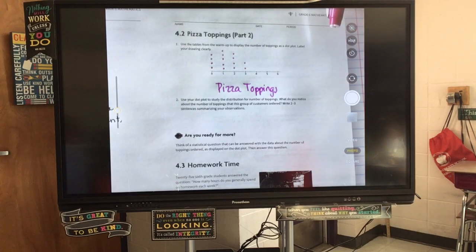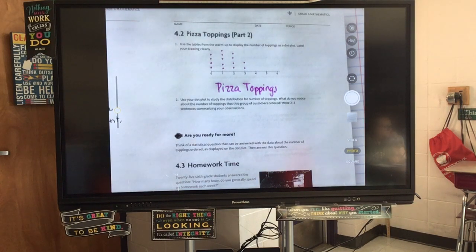All right, number 2 says, use your dot plot to study the distribution for the number of toppings. What do you notice about the number of toppings that this group of customers ordered? Write 2 to 3 sentences summarizing your observations. All right, so what do you notice? What do you notice about your dots, your data?